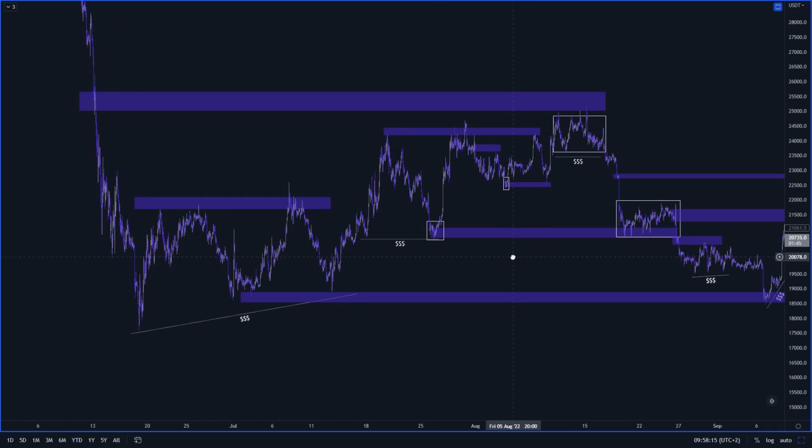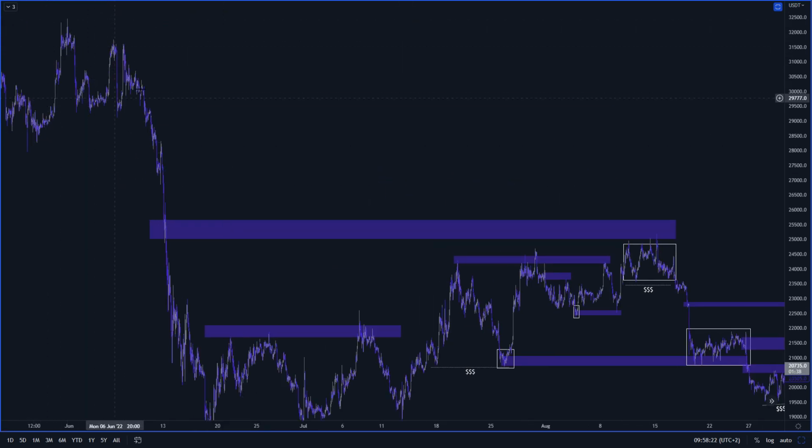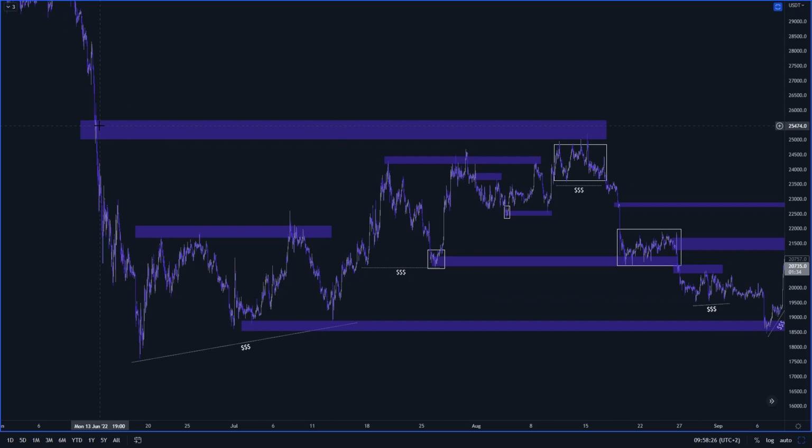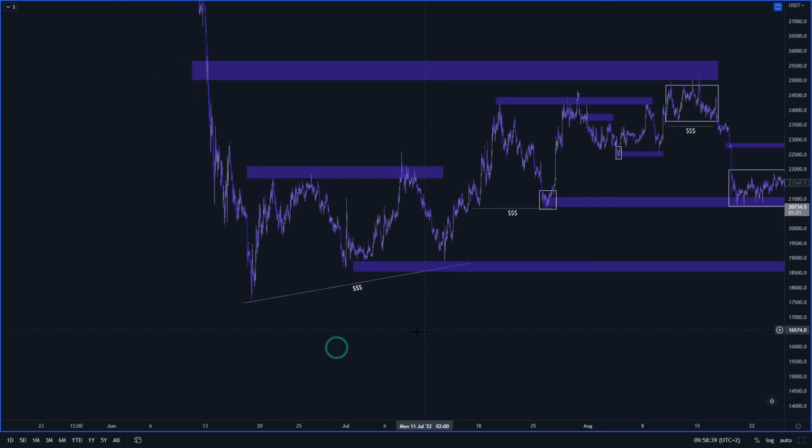As you can see over here, we had this massive drop, consolidation over here, and then we had this massive drop, and it left behind a supply zone over here. Price came down. It took a while to get back up to this zone on the macro level, but on the micro level, it was doing the same thing over and over again.